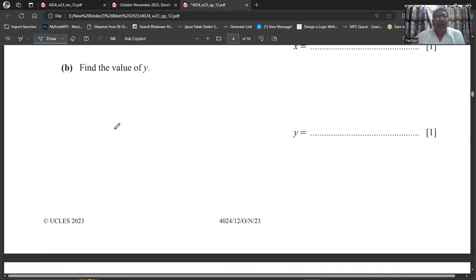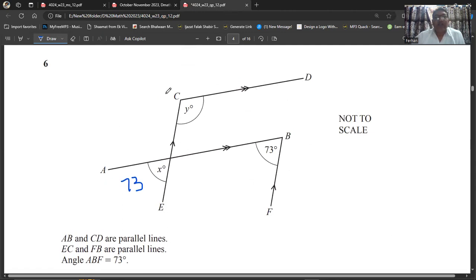Okay, then, to find the value of y. You can see if this is 73, because these two are the parallel lines, and this line is a transversal line cutting them like this. If this is x, this will also be x, because they are vertically opposite to each other. So once you know this angle is 73, 73 plus y will be equal to 180, because they are the allied angles.